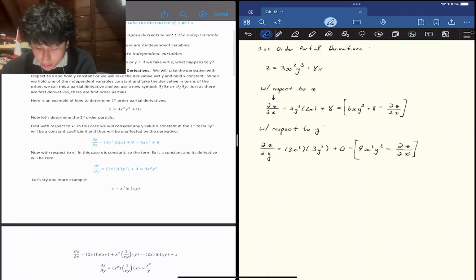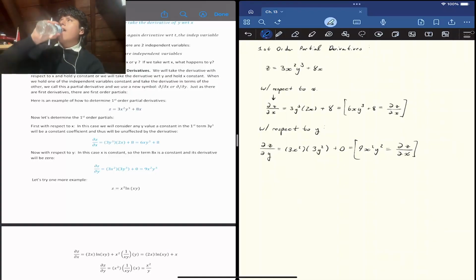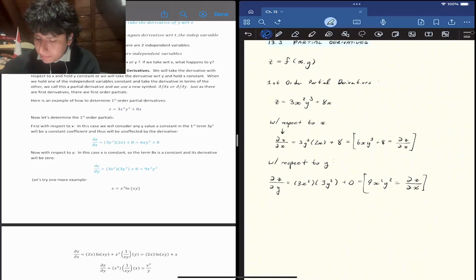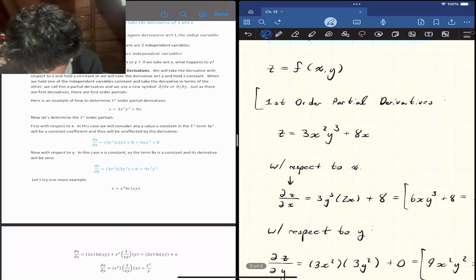So I guess it kind of makes sense why it's called a partial derivative now, because we're literally just taking partials of the original function. So I guess that makes sense. Not too bad.